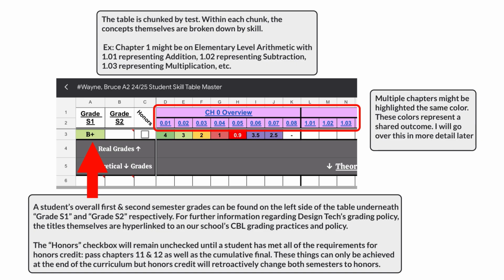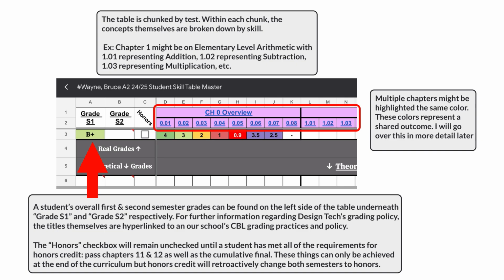So the 1 point tells you what chapter you're in, chapter 1, and then everything that comes after the decimal tells you what section you're in. So chapter 1 is all about elementary level arithmetic in this example, and each section is about a subsection of that overall concept, like addition, subtraction, multiplication. You could also throw division in there if you wanted to.